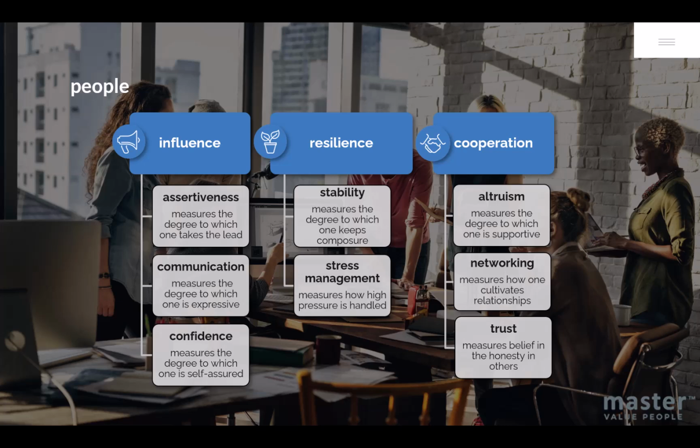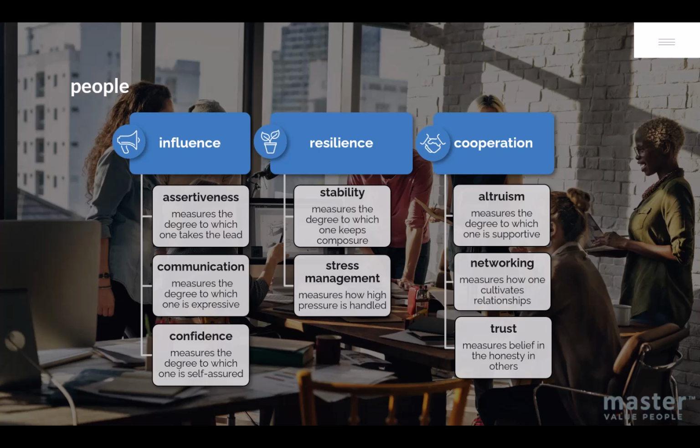Moving on to the dimension cooperation. It includes the aspects altruism, networking, and trust. Altruism measures the degree to which one is supportive, how much time and focus are dedicated to helping others throughout the workday. While it can be admirable to be highly supportive, this only aligns well with roles where supporting others is a part of the job. If it isn't, spending time helping others could detract from one's own tasks, which may not be productive.